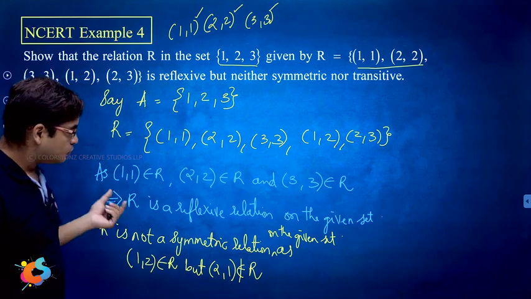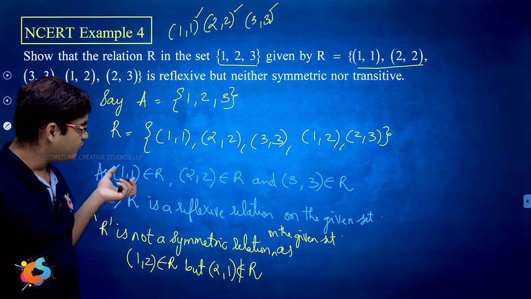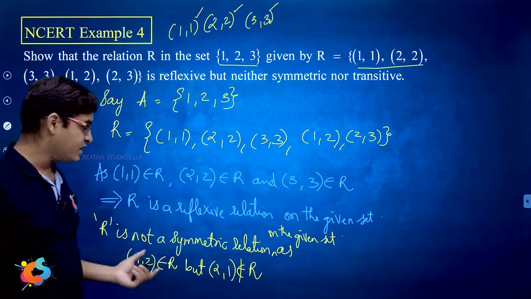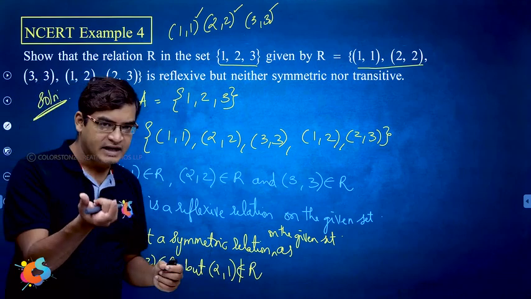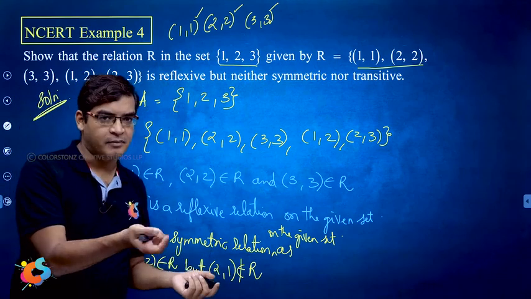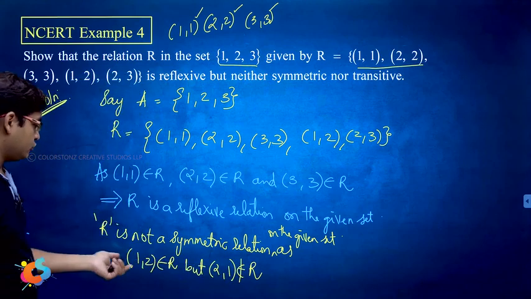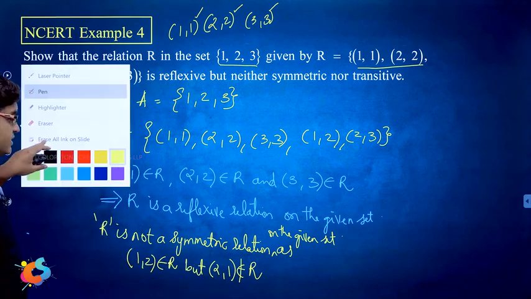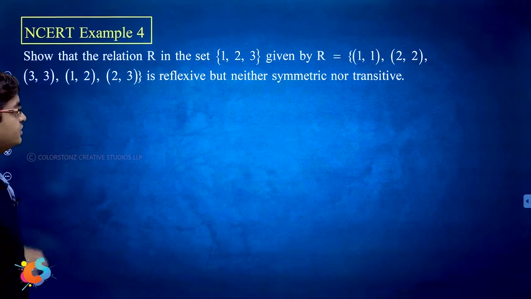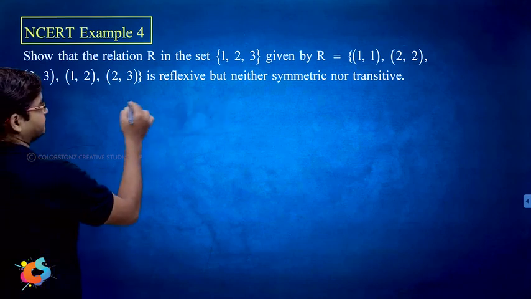So when you are proving, then you are showing why this is reflexive. When you are disproving, then you can give one example where it is not happening. That is sufficient. So here we have shown that this is not a symmetric relation. Next one will be transitive.